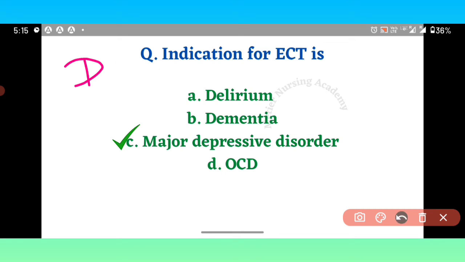So you all know about major depressive disorder. There is nothing much to say about that. And the last option is obsessive compulsive disorder. Obsession means continuous unwanted thoughts. Compulsion means because of that unwanted thought, the person is doing unwanted activity. That's why it is called obsessive compulsive disorder. So at the last, the indication for ECT is major depressive disorder.